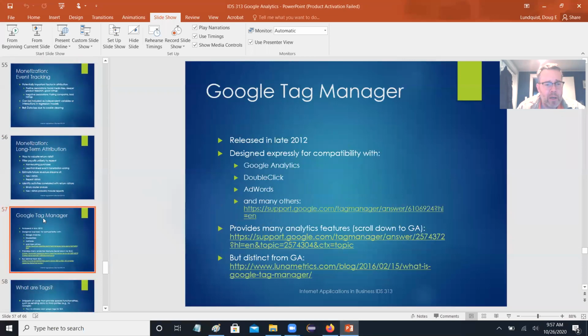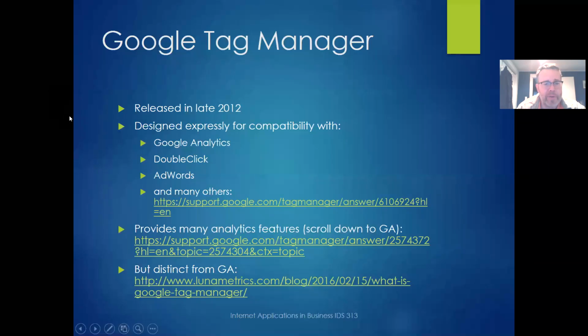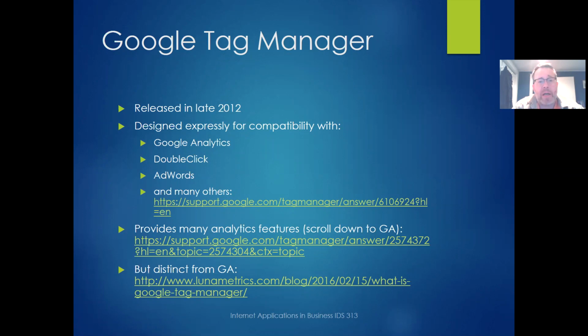Okay, we're getting towards the end here. So a couple things. We'll talk about Google Tag Manager. Google Tag Manager is supplementary software to Google Analytics. It was released about 8 years ago now. Wow, where does the time go? It's designed for compatibility with other Google products like Analytics and AdWords and many others. It does provide some of the same analytics features as Google Analytics as far as event tracking, but it is distinct. It's its own product.